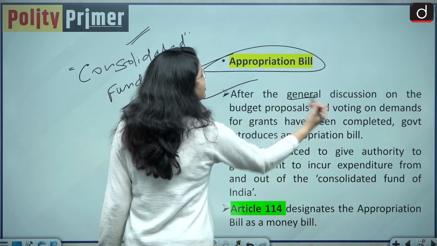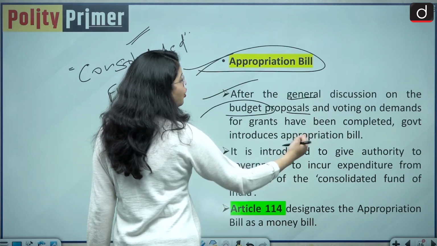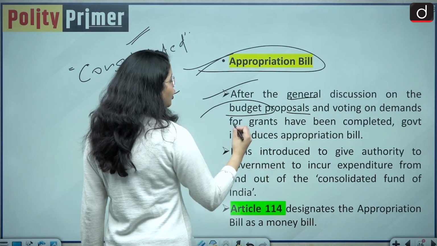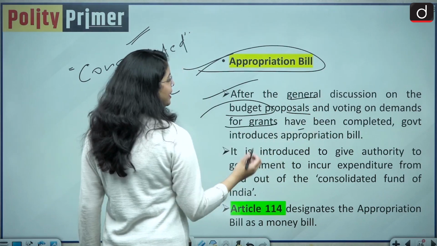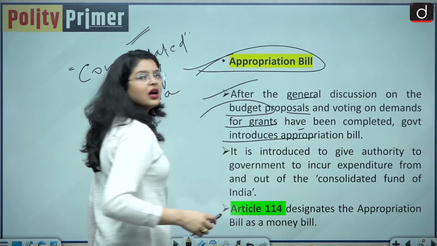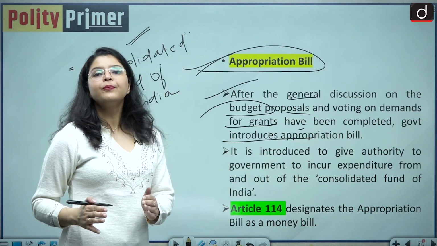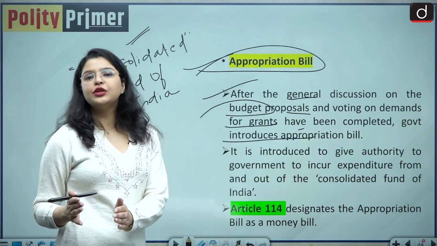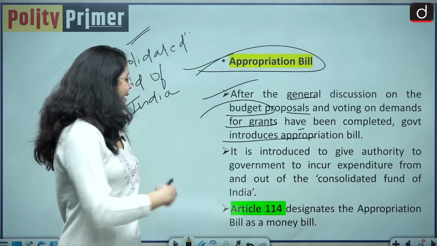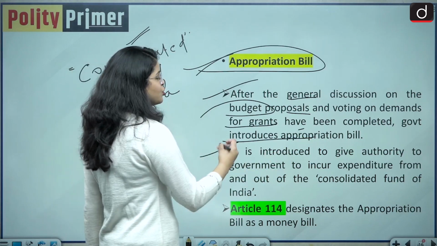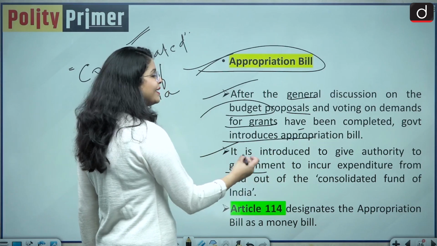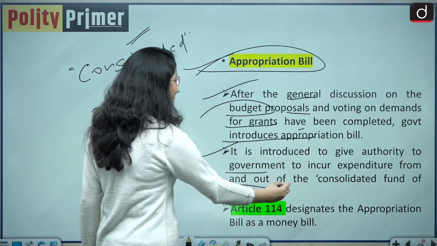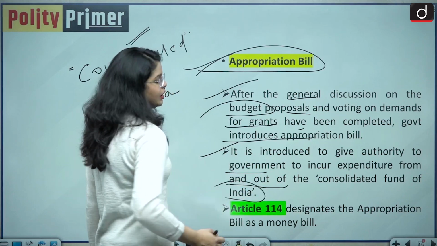Okay, so after the general discussion on the budget as a whole and its proposal and voting on demands for grants have been completed, government introduces the appropriation bill because it seeks to withdraw the funds from the Consolidated Fund of India. Okay, and it is introduced to give authority to the government to incur expenditure from and out of the Consolidated Fund of India.